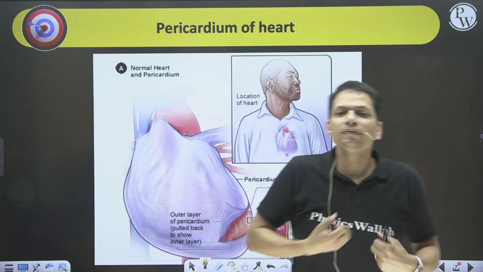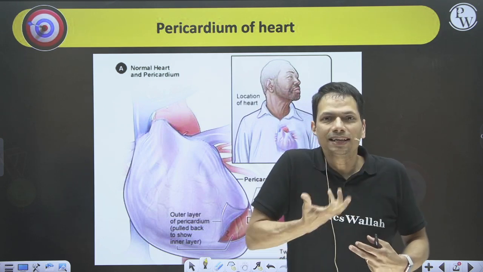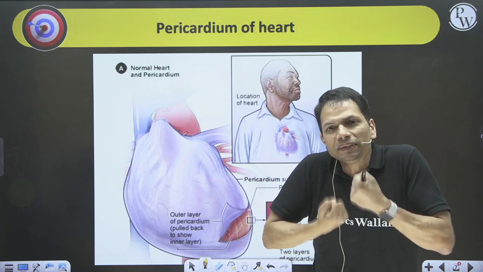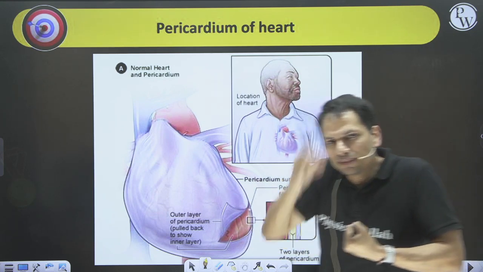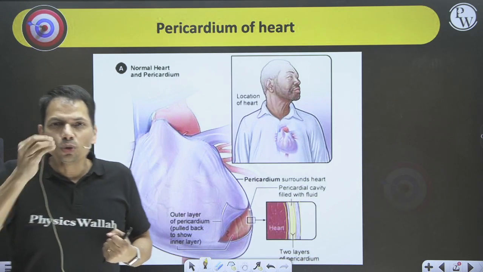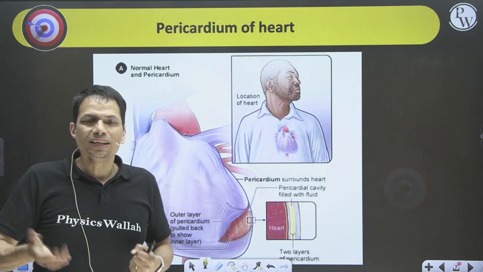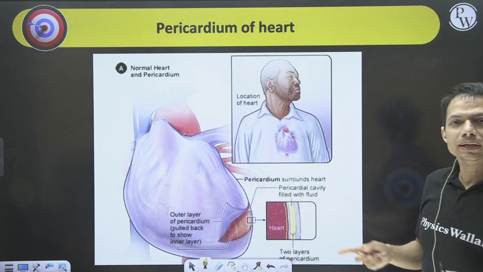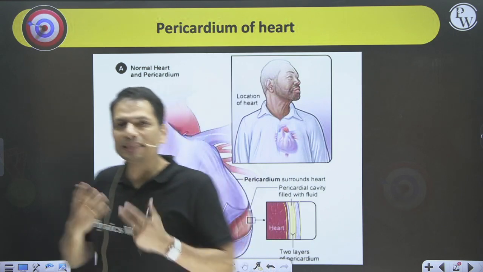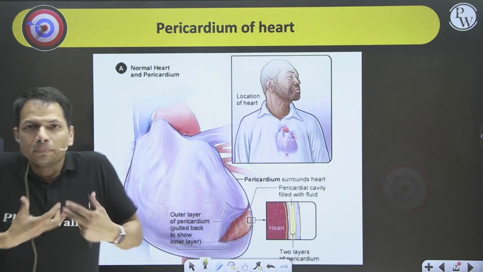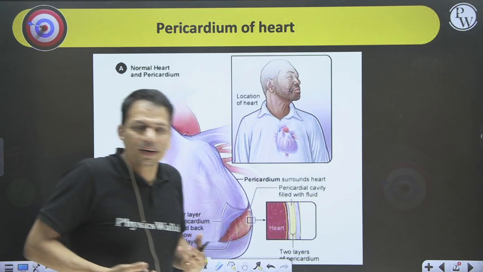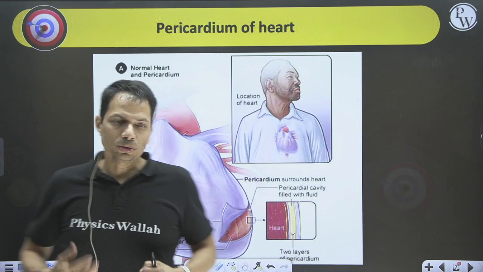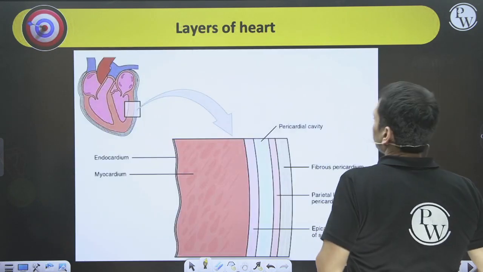The heart is always contracting and relaxing, so there is always friction happening between the two layers. This pericardial fluid acts like a lubricant, reducing the friction, and it also keeps the heart moist, because a heart should not be dry. It acts like a shock absorber. All these benefits are there so that the heart can keep beating.